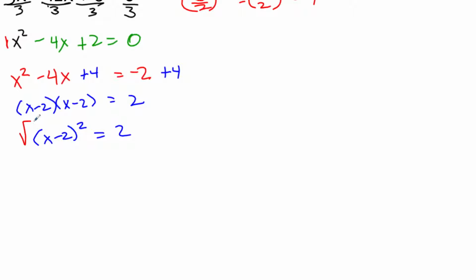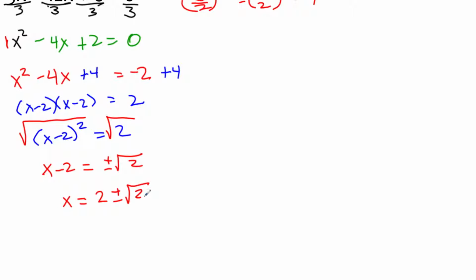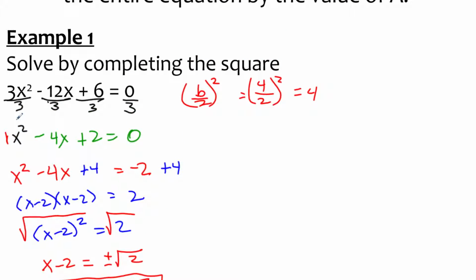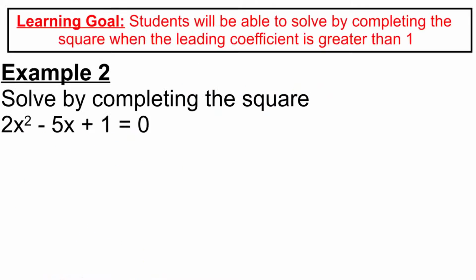Now I can solve using the square root method, square root both sides. It's going to say that x minus 2 is equal to, this doesn't square root nicely, so we're going to leave it as plus or minus the square root of 2. Then I'm going to add 2 to finish solving, and my final answer is going to be 2 plus or minus the square root of 2. That would be my final solution. So you can see the big issue here was at the beginning of the problem, we had a number that was not 1 sitting in front of that x squared, and so we needed to fix that.